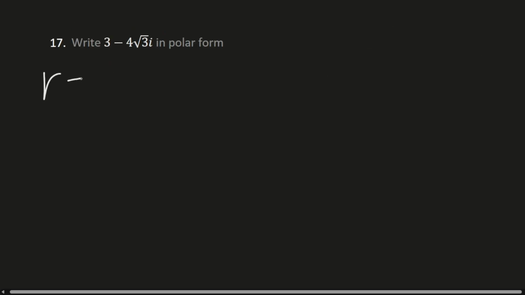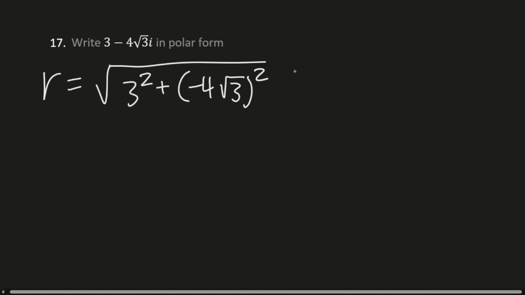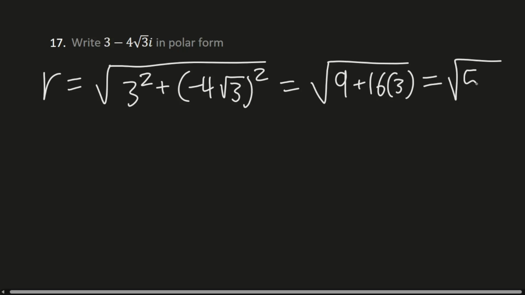Question 17. Solve for the modulus. It's going to be 3 squared plus negative 4 square root of 3 squared, which is going to be 9 plus 16 times 3, which is equal to square root of 57.